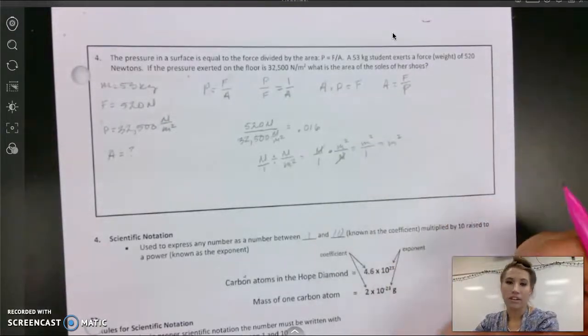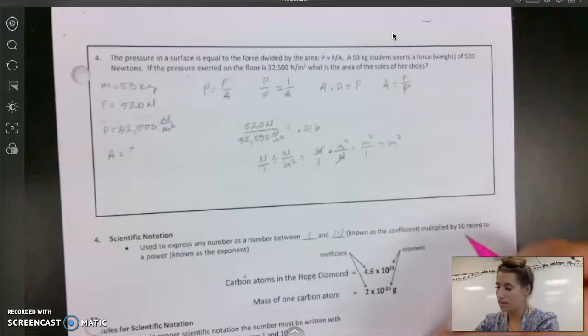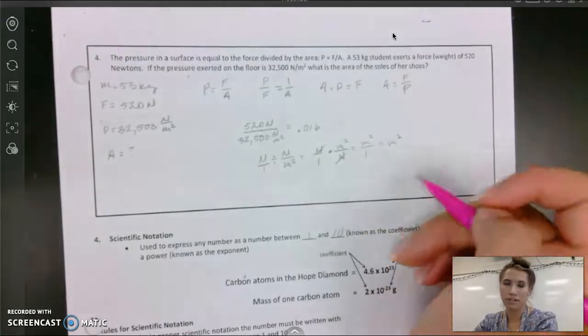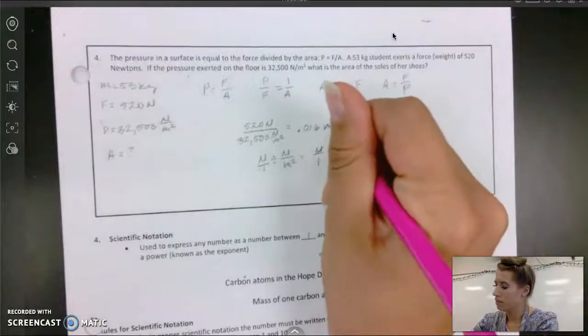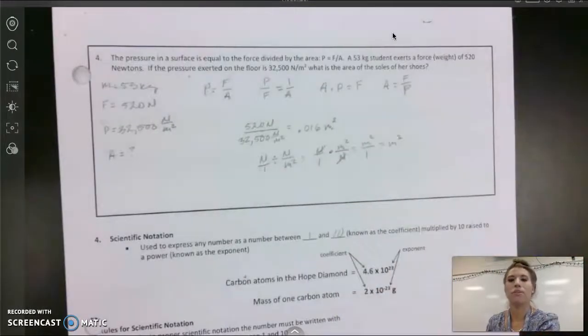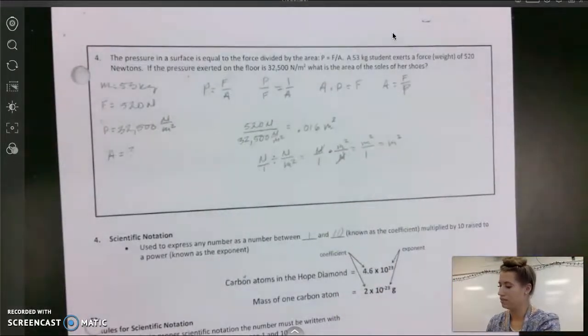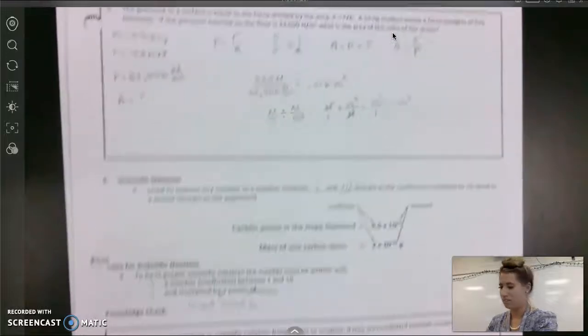And is that an area? Well, it is. That makes sense because I'm taking a distance times a distance, length times width, and that gives us an area. Okay, so we evaluated it and we confirmed that that answer makes sense. All right, on to scientific notation.